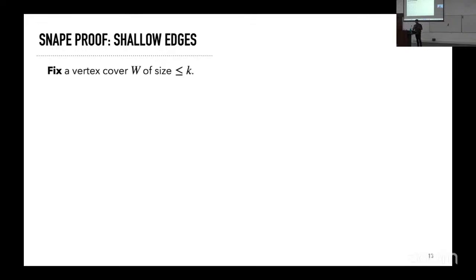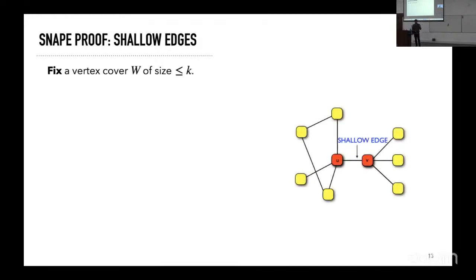So let's fix a vertex cover W of size at most k. Why does this exist? Because this is like a brownie question. Yeah, I can hear some murmurs. Exactly. You have this upper bound on the size of the maximum matching, and you know the maximum matching has the same size as the minimum vertex cover. So you have some vertex cover of size at most k. Okay, so let's assume that there's a shallow edge in the original graph. Under what circumstances would that be preserved under Snape samples?